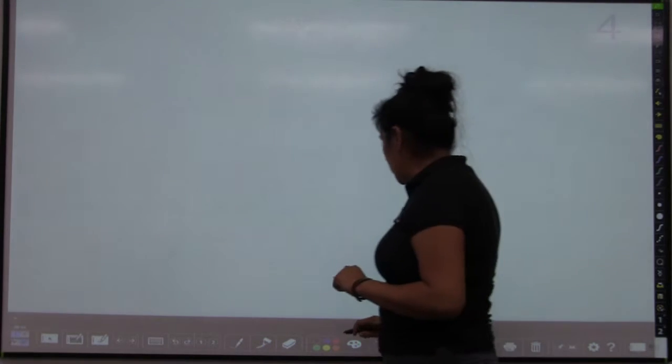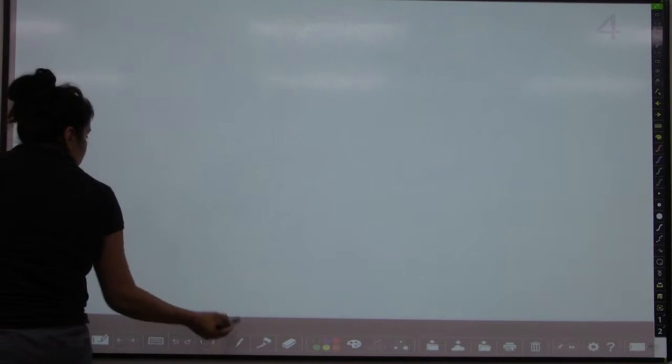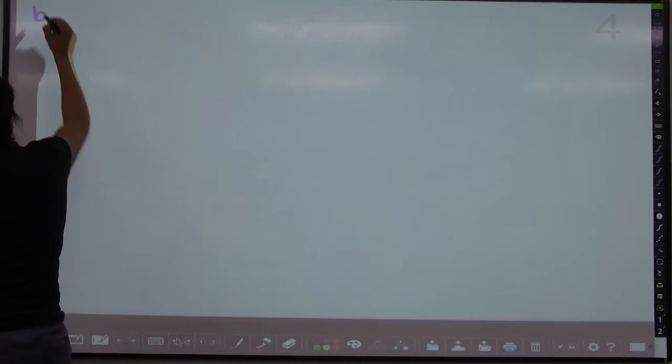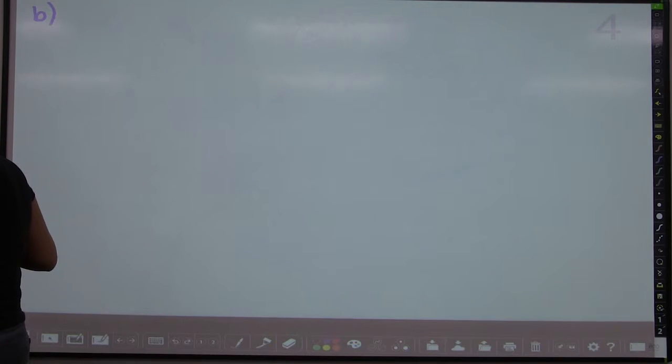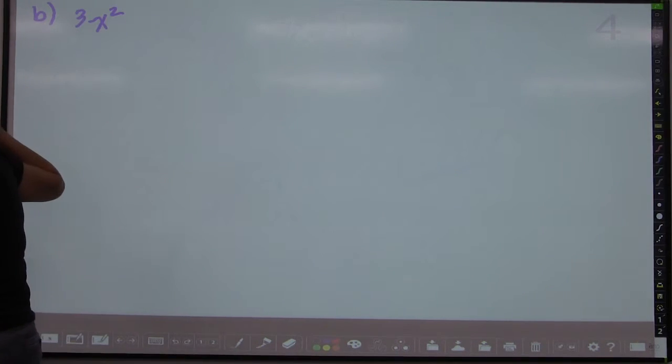Because in part B, we have something slightly different. In part B, we have a coefficient in front of the x squared that's going to screw with our brain a little bit.